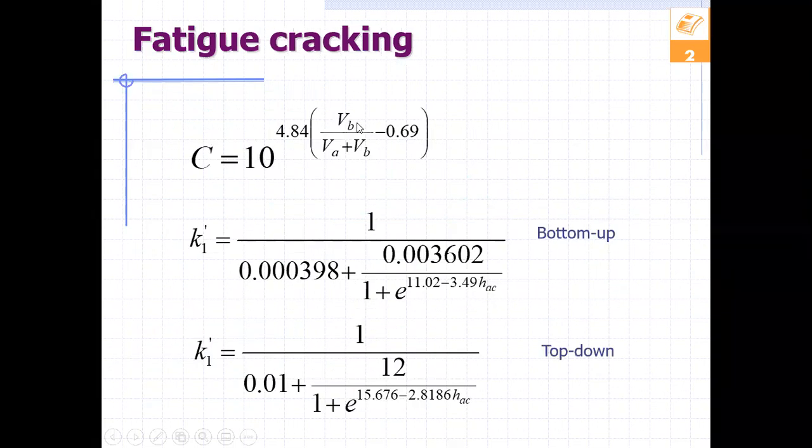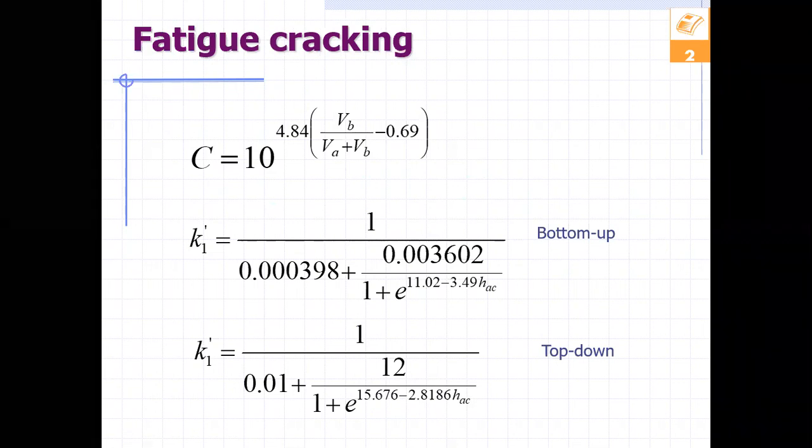C is given by this equation on the top, and B is the binder, the asphalt cement binder percentage by volume. You can think of a 10, 11%. And VA is the volume of air in the asphalt mix. You can think of that like a 5%. And then the K1 prime depends only on the thickness of the asphalt cement layer. So we can get that value right away, okay?